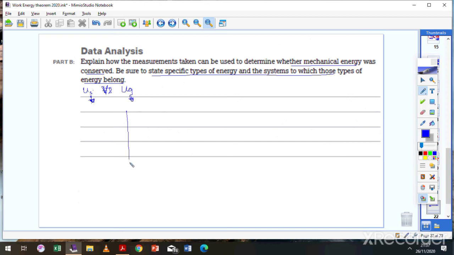So when you plot this graph, because remember all of these quantities are determined from graphs, you can plot gravitational potential energy versus elastic potential energy, or you can do it the other way around, it doesn't matter.